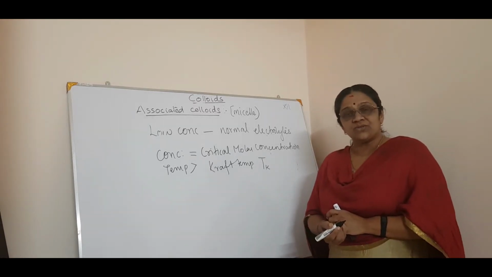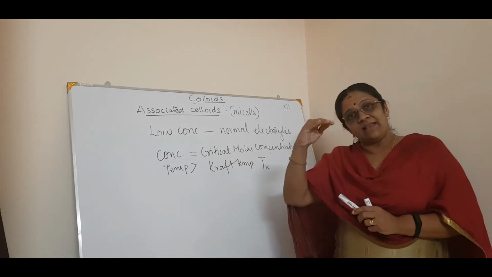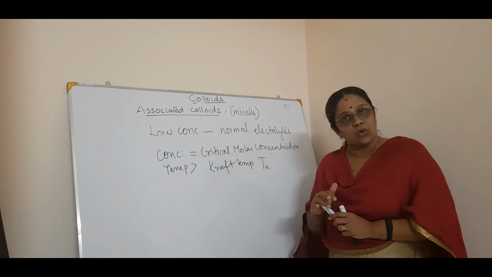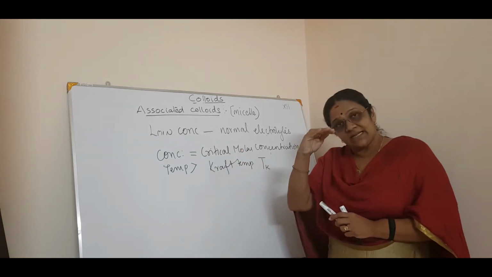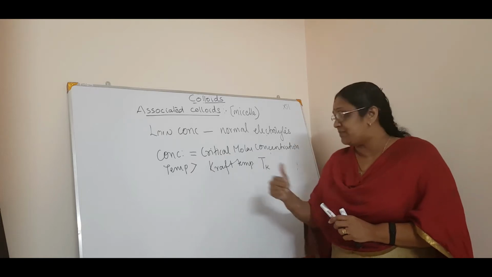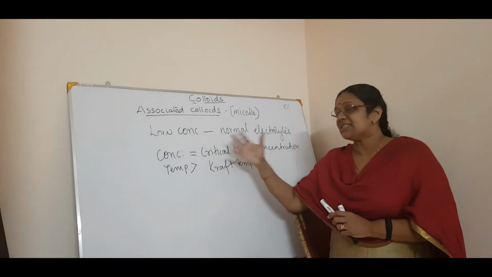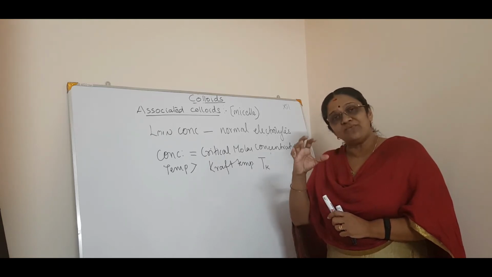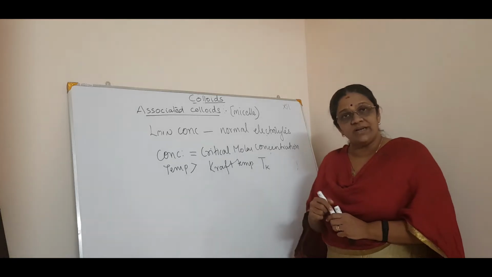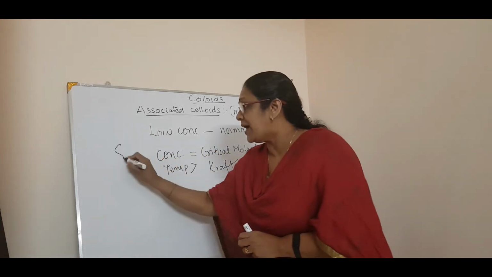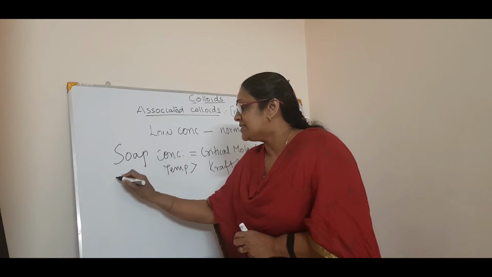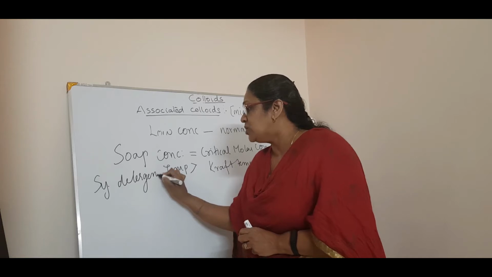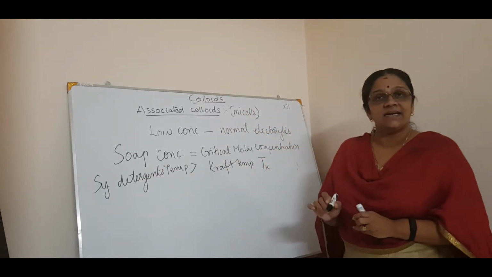Two points to remember. A substance will show the behavior of colloids if the concentration is more than the critical micelle concentration and the temperature is above a particular temperature, called the Kraft temperature. Got the point? Only at that concentration or higher, and at that temperature or above, these substances behave as colloids. Now you got it? The examples for such an associated colloid are soap as well as synthetic detergents.